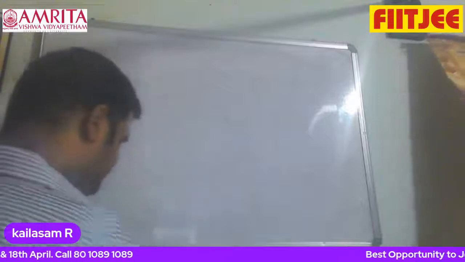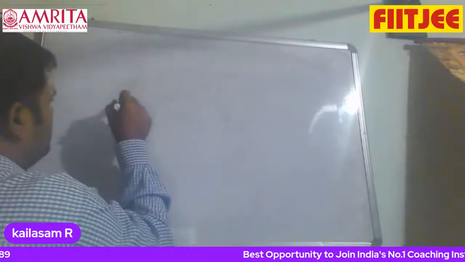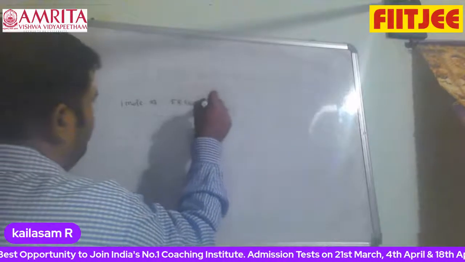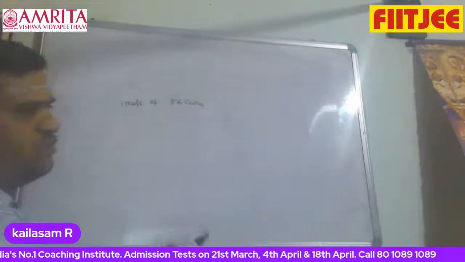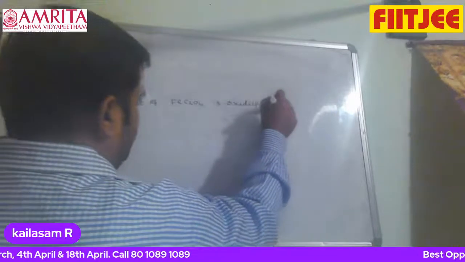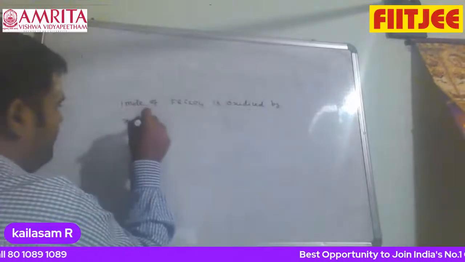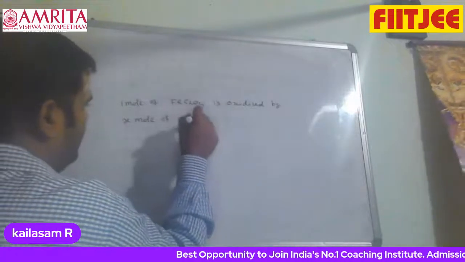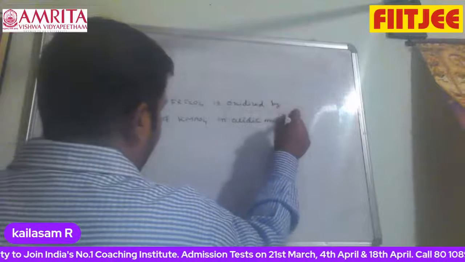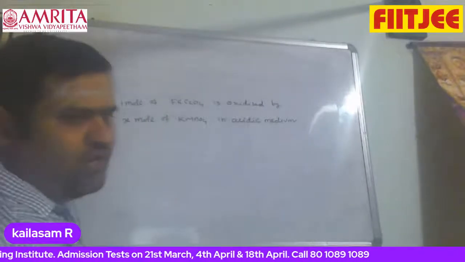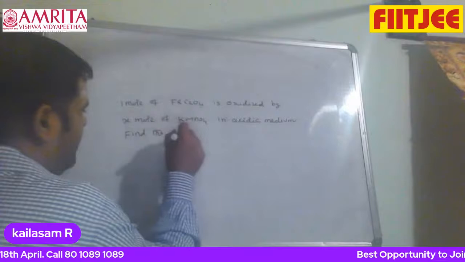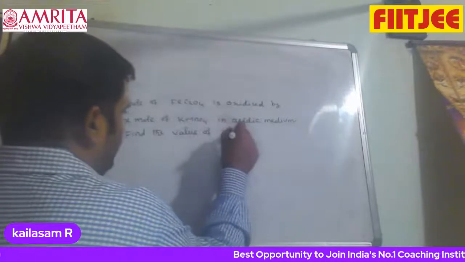They are telling that 1 mole of ferrous oxalate, FeC2O4, is oxidized by X mole of KMnO4 in acidic medium. Find the value of X.